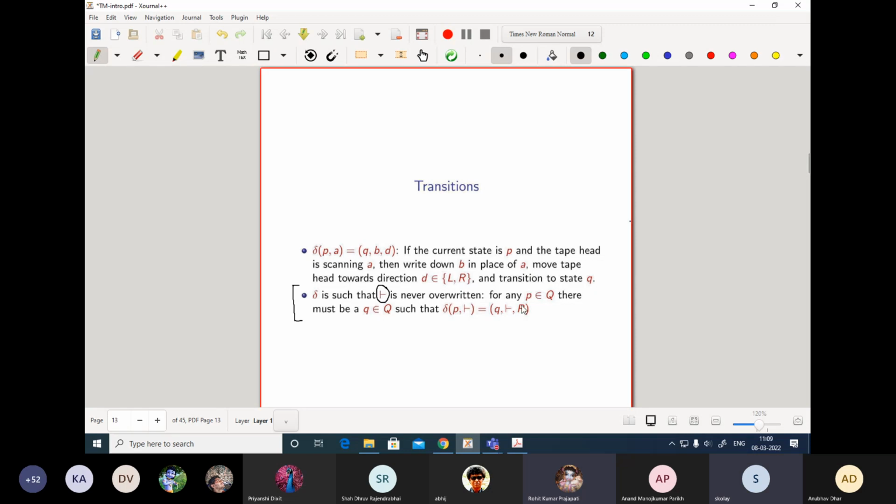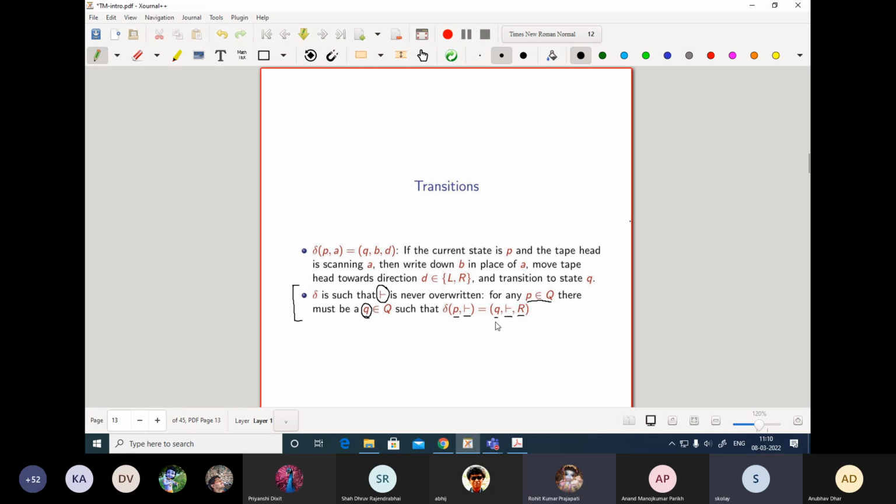For this, we need to ensure that if you have any p in state q, there must be some q in some state q such that if your Turing machine is at state p and reading the left-hand marker, the transition function should definitely stay at the left-hand marker and move right. This q could be equal to p, but there is some q such that you're always going to move right.